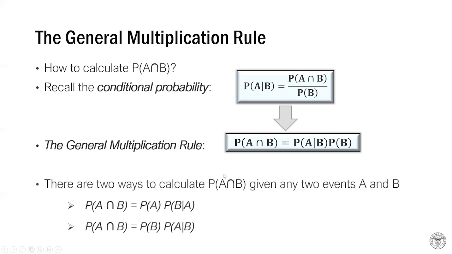In fact, following the same logic, we can obtain another multiplication rule. That is, the probability of A intersection B equals the probability of A times the probability of B conditional on A, which is equivalent to the previous equation we obtained. We may choose which multiplication rule to use depending on what probability information we have.